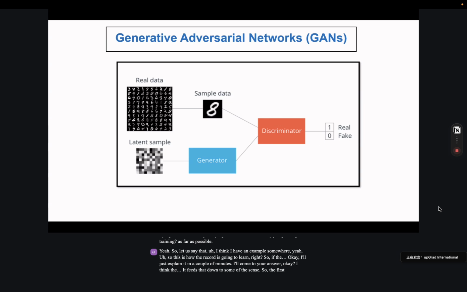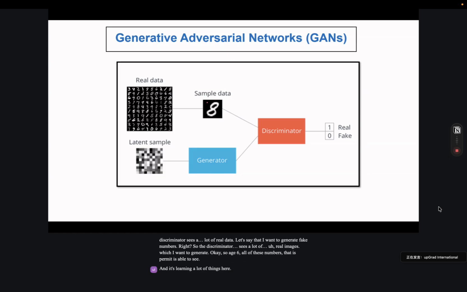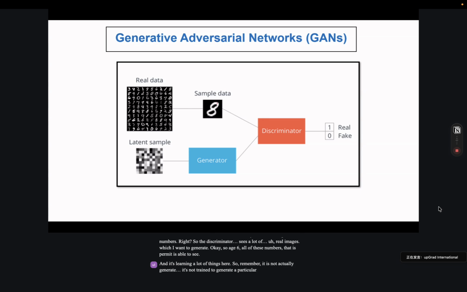So the first step, the discriminator sees a lot of real data. Let's say that I want to generate fake numbers, right? So the discriminator sees a lot of real images which I want to generate. So 8, 6, all of these numbers the discriminator is able to see, and it's learning a lot of things here. Remember, it is not trained to generate a particular number. At least in this data set, it is trained to generate a handwritten digit, right?